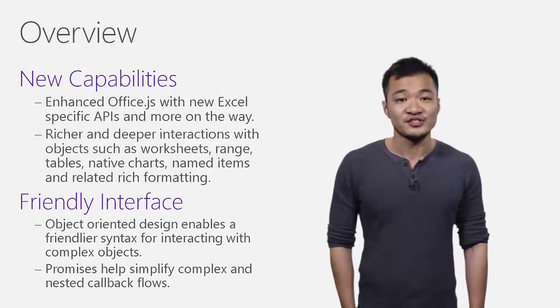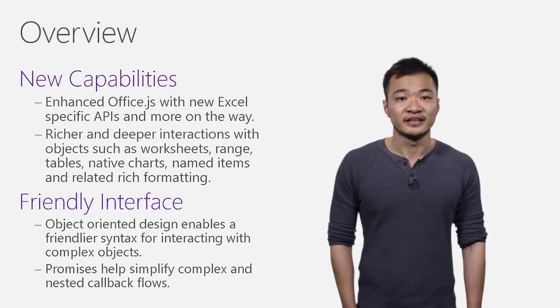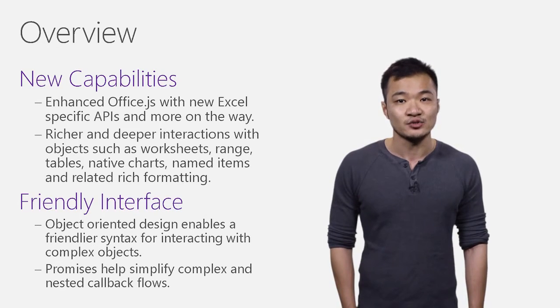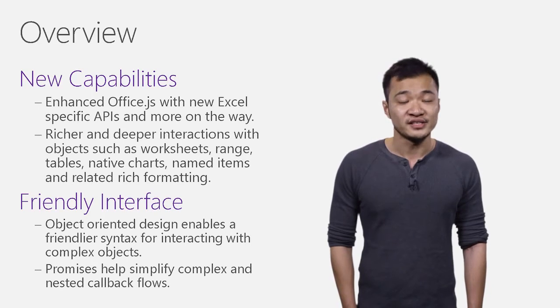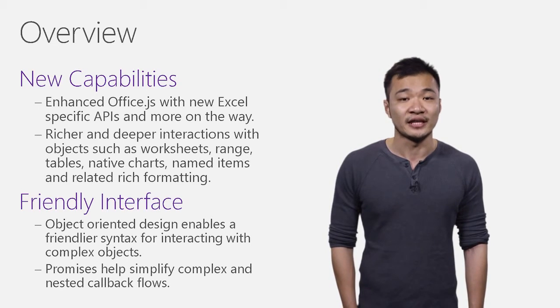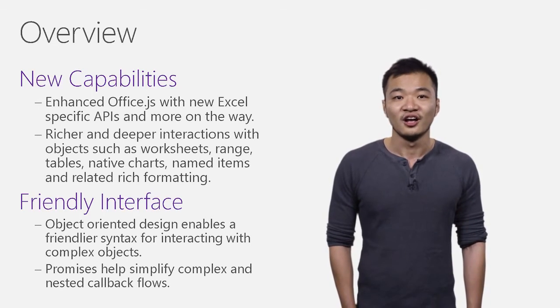We extended Office.js by adding hundreds of new APIs in this release, providing much richer and deeper interactions with Excel objects, such as worksheets, ranges, tables, native charts, named items, and their related rich formatting. You can simply enhance your Excel add-ins with all these new powerful capabilities. Meantime, we'll continue to add new Excel APIs to enable add-ins to do even more. Look forward to these new features in the coming updates.